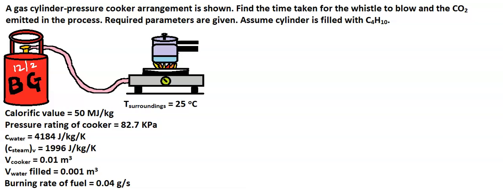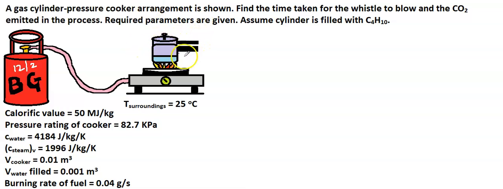A gas cylinder pressure cooker arrangement is shown. Find the time taken for the whistle to blow and the CO2 emitted in the process. Required parameters are given. Assume the cylinder is filled with C4H10, which is butane. So I'm sure this is a very familiar arrangement for most of us. So let me just explain the problem.